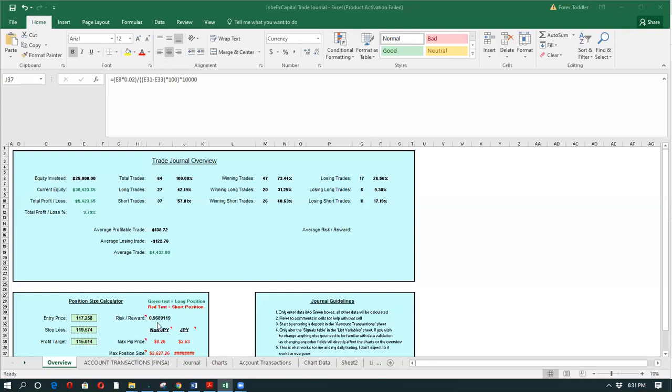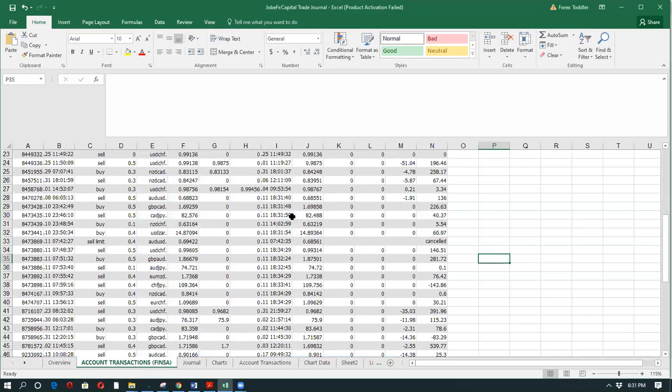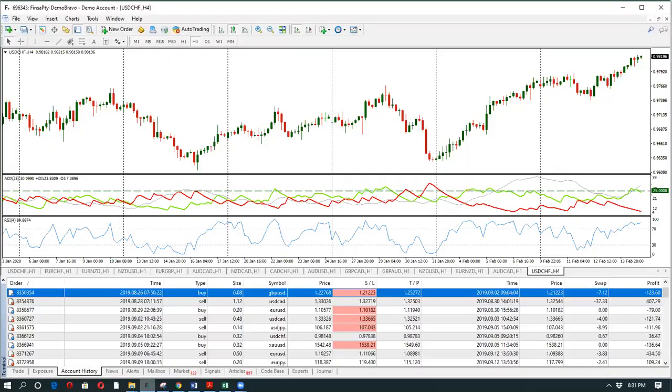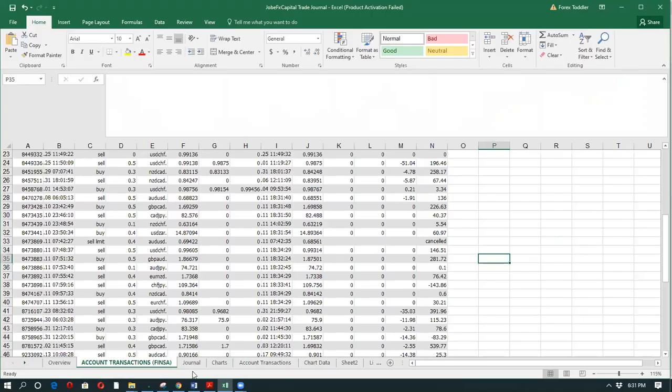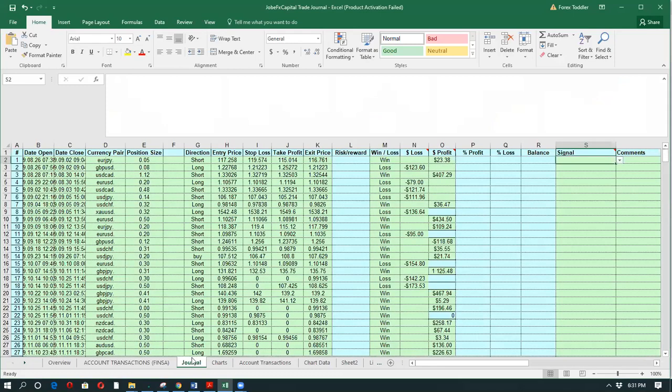So we'll just look at, firstly, the account transactions. These account transactions are from the Finza account. I took those from the Finza account and just populated them over here. So we have the date, currency pairs, these are the currency pairs I've taken, the lot sizes, the direction. For direction, it's either long or short, entry price, stop loss, take profit, exit. I haven't populated this, but I can populate this using the overview.